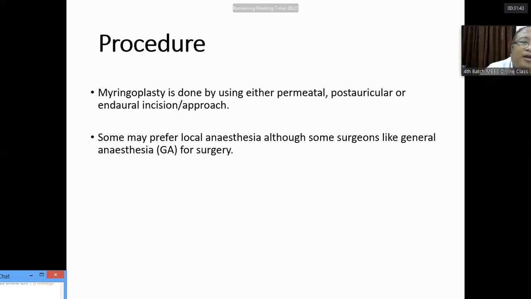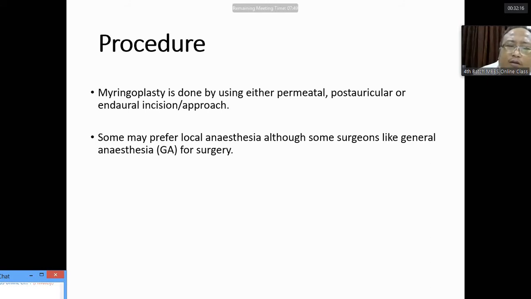Permeatal means we use the ear canal; sometimes it is also known as transcanal. We don't do anything apart from the flap elevation. We directly perform surgery through the ear canal. Sometimes, for different reasons, we do a postauricular incision, which is also the most popular one. We'll show a picture in the later slides. And there are anterior incisions, which are both an incision and an approach.